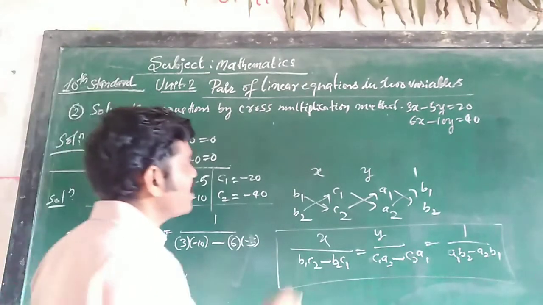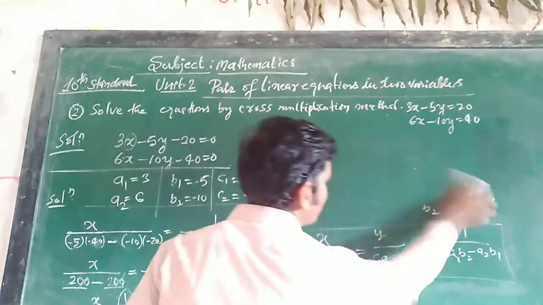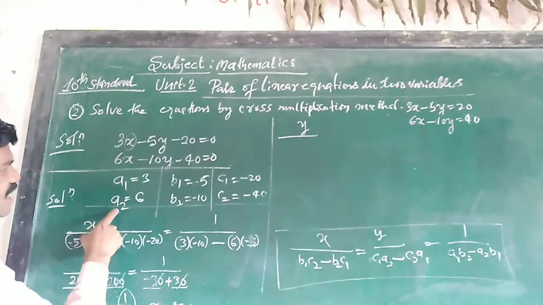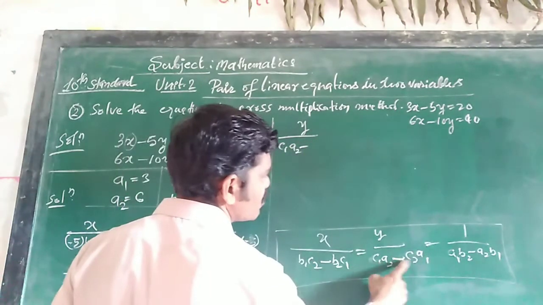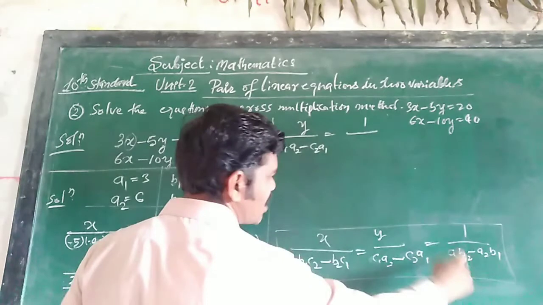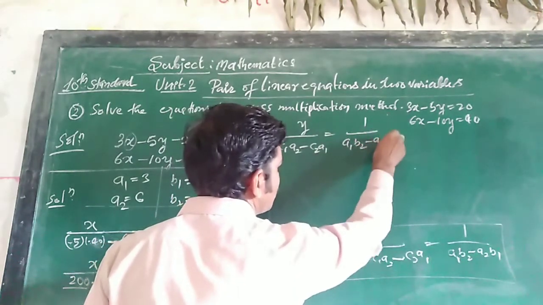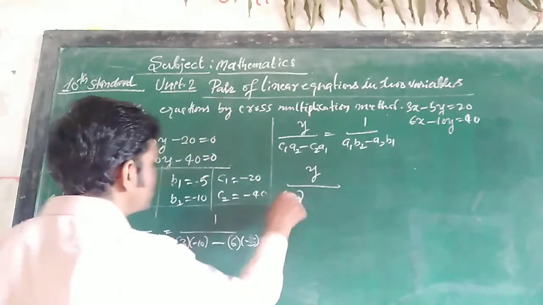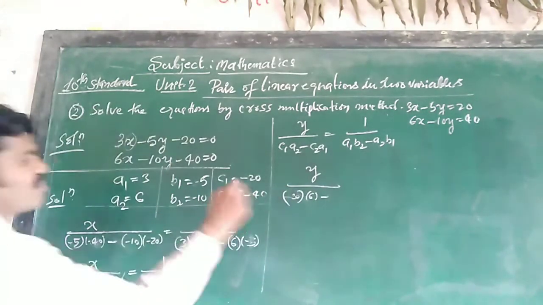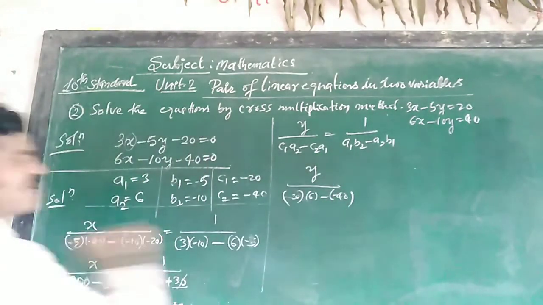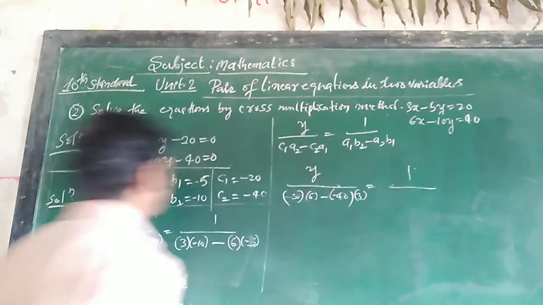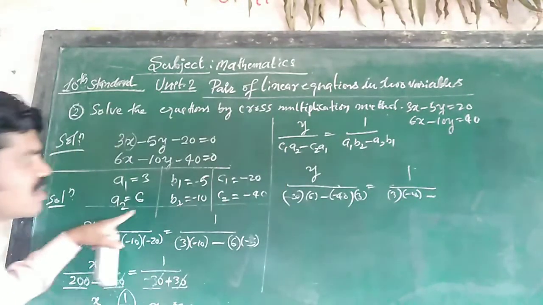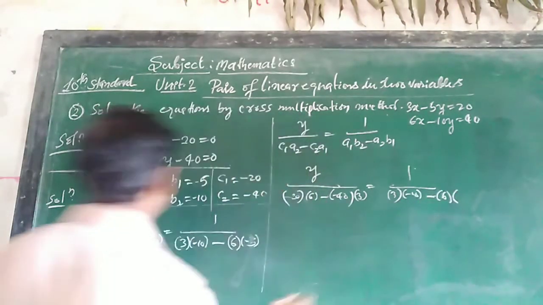Same thing for y: by using the y formula, we have to remember. I will write the y formula here. See, y divided by c1 a2 minus c2 a1, that's equal to 1 divided by a1 b2 minus a2 b1. So this is the formula. By using this, c1 is minus 20, a2 is 6, minus c2 is minus 40, a1 is 3, that's equal to 1 divided by a1 that is 3, b2 that is minus 10, minus a2 that is 6, b1 that is minus 5.